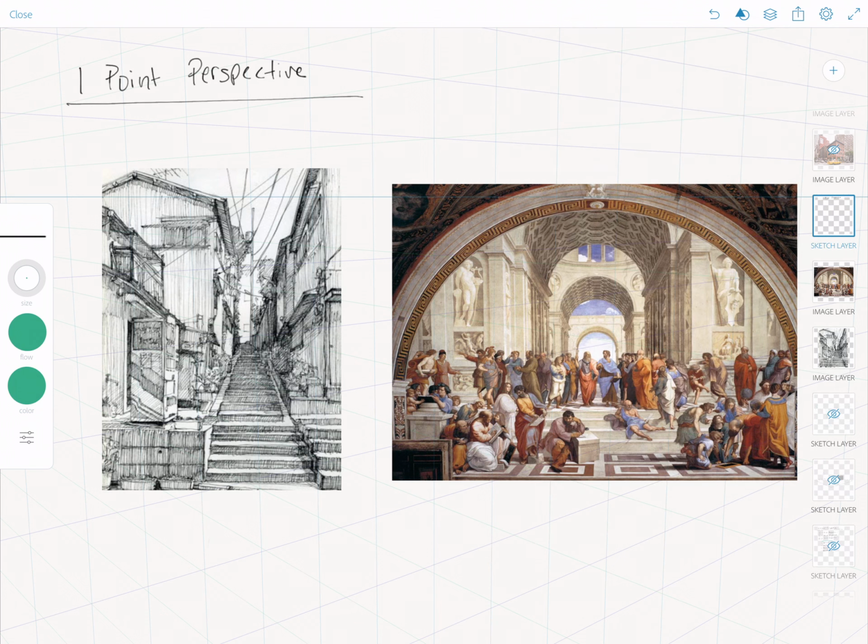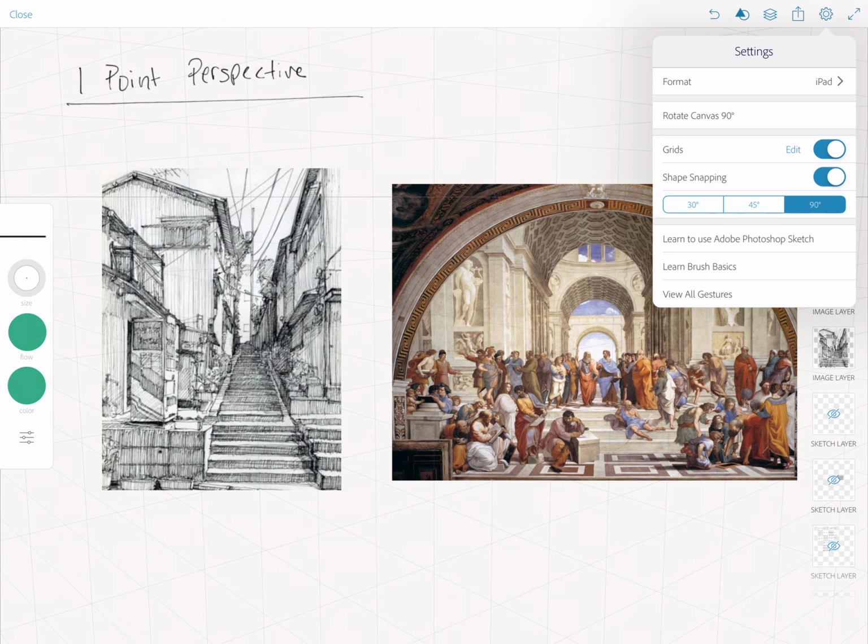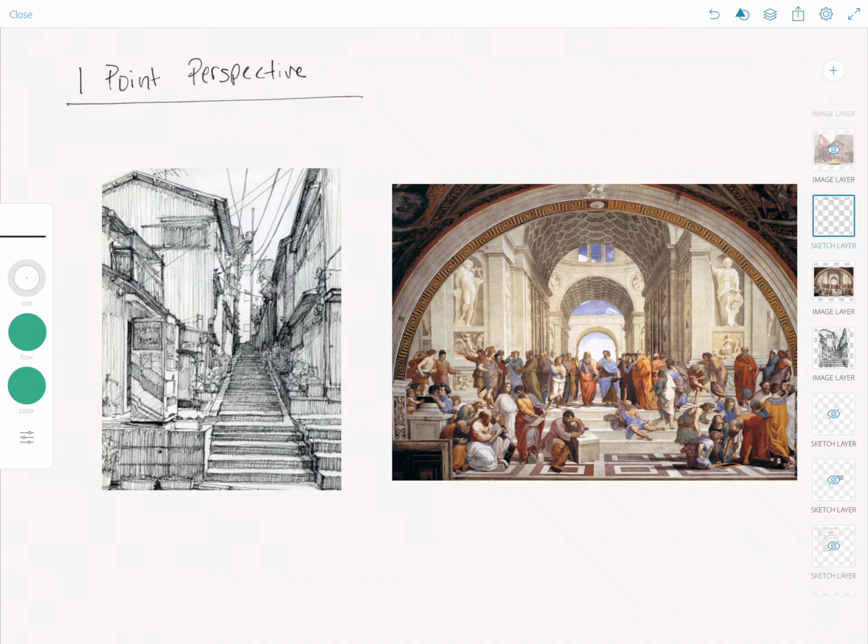Alright, so we're going to look at a couple examples of 1-point perspective. In the example on the left, you can see that we have just a simple alleyway with a couple buildings, stairwells, stuff like that. And I'm just going to start drawing a couple lines following what their straight lines are. Let's draw one on the stairs here. You follow the top of the building, follow the stairwell here.